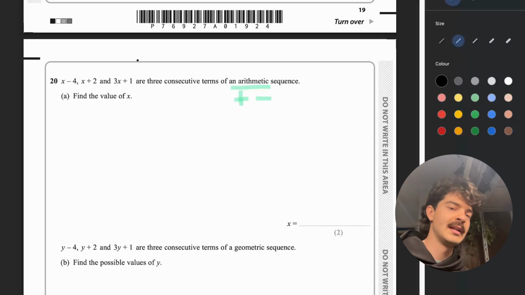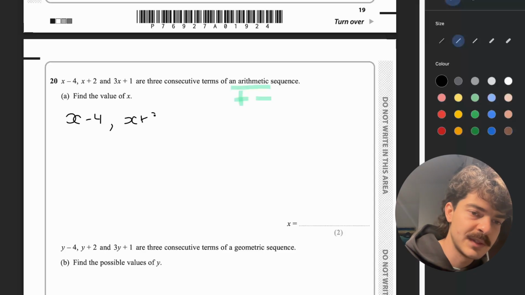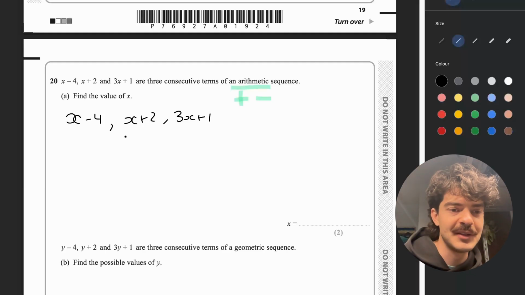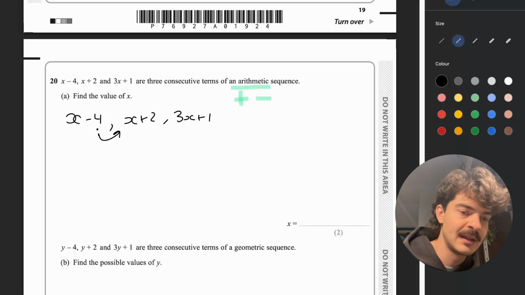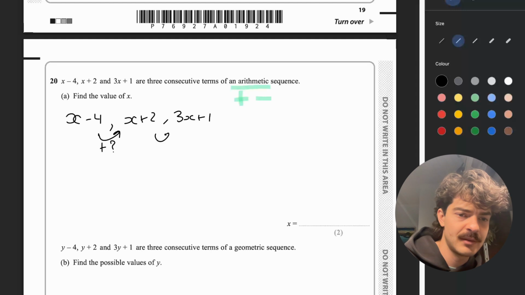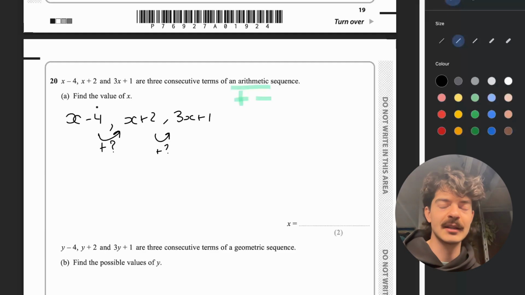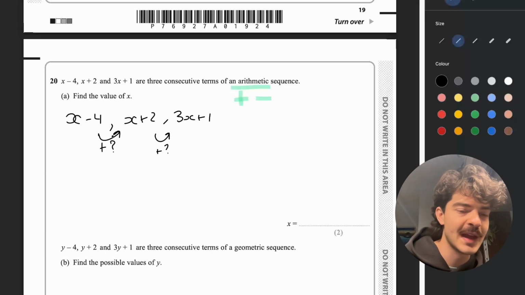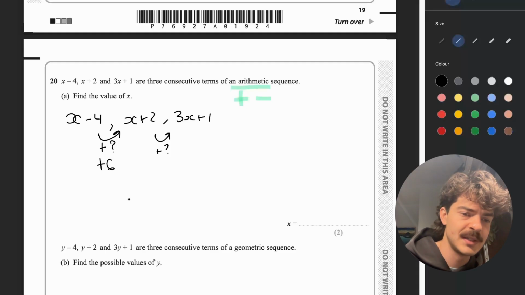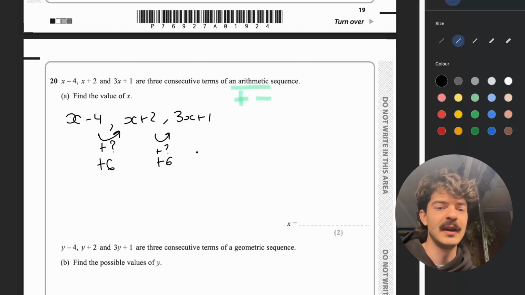Okay, cool. So let's have a think about this. We've got x minus 4, x plus 2, and 3x plus 1, and we're adding or subtracting a value consistently between terms. We're going to be adding some value, plus some question mark. Now, it's quite clear in this first step what we're adding, because regardless of the value of x, we're at x minus 4, and then we get to x plus 2. So we're adding 6. Which means that this must also be plus 6, or else it wouldn't be an arithmetic sequence.